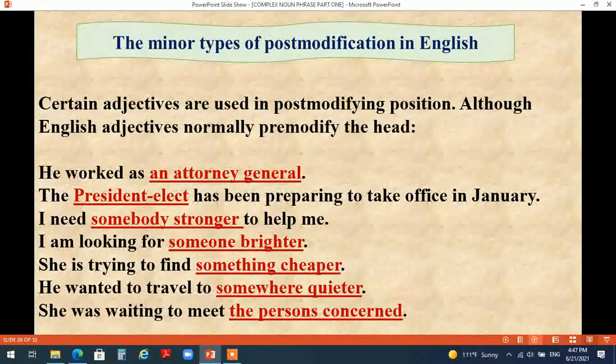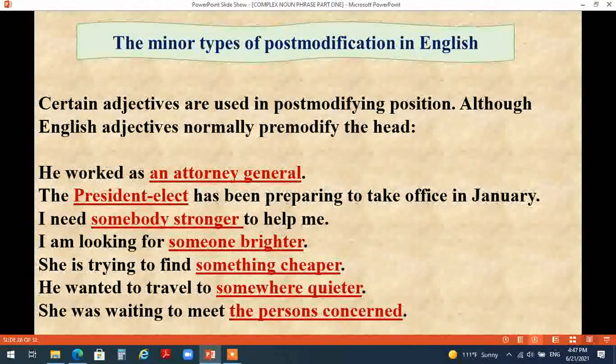I need somebody stronger to help me. Also, stronger here is post-modifying the indefinite pronoun. Somebody is an indefinite pronoun, ضمير غير محدد. Okay? وبعد جاءت صفة. إذن هذه الصفة تصف ذلك الضمير.